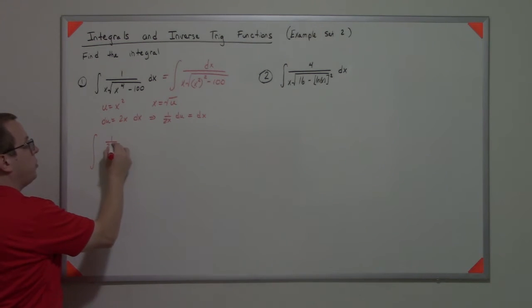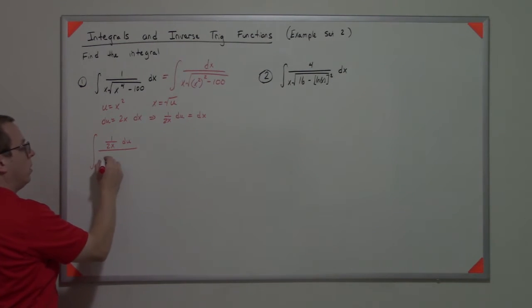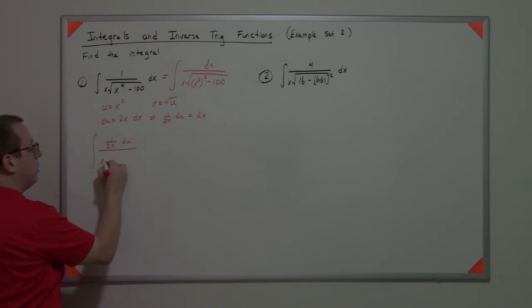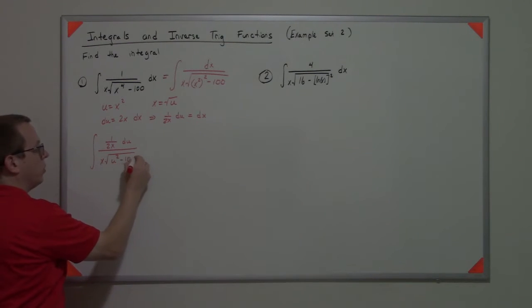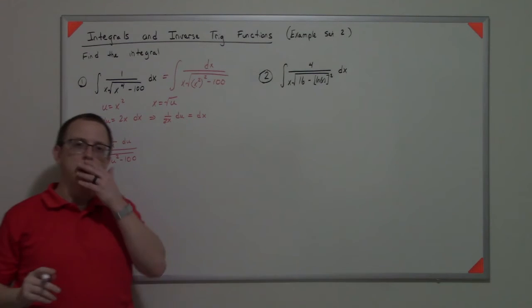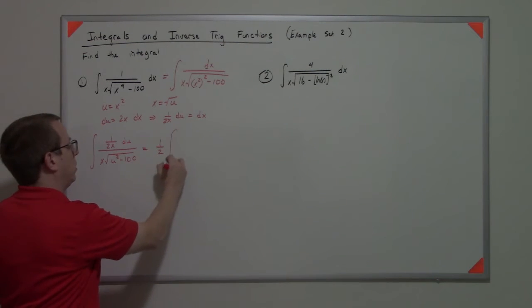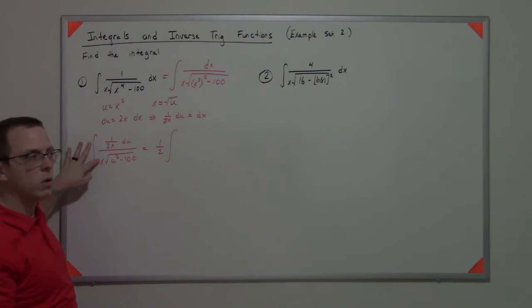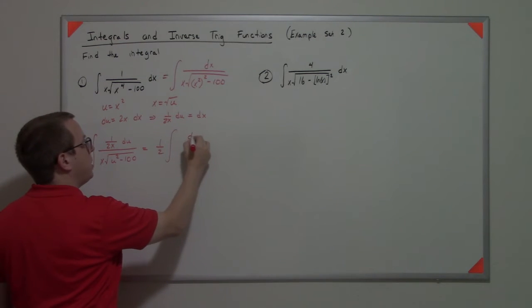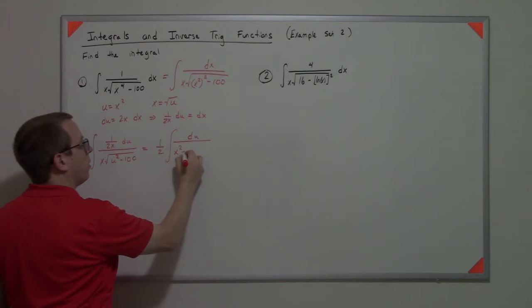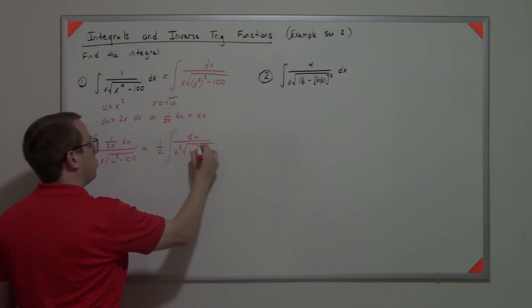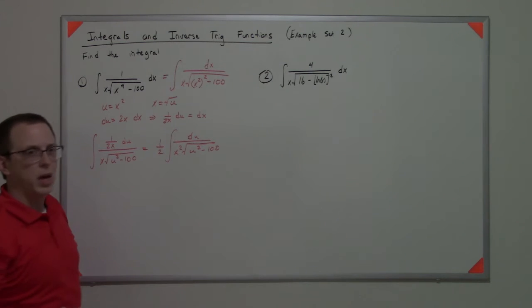That's 1 over 2x du, and then we have x times the square root of u squared minus 100. Okay, now that we have that, let's simplify this even more. Let's bring that 1/2 all the way out, and let's bring that x down here. So I have du over x squared times the square root of u squared minus 100. Okay.